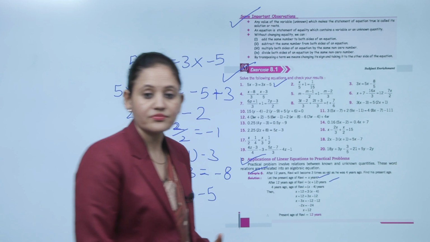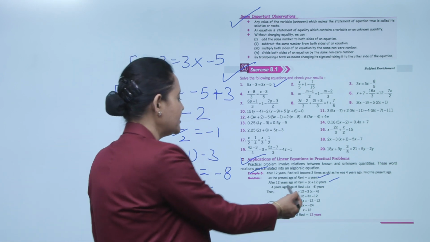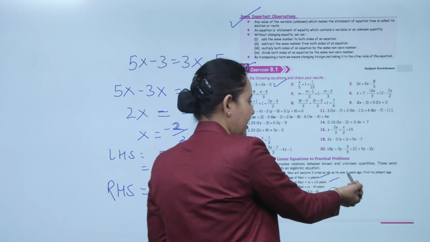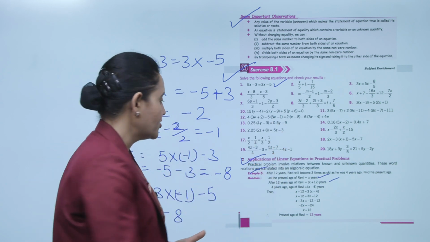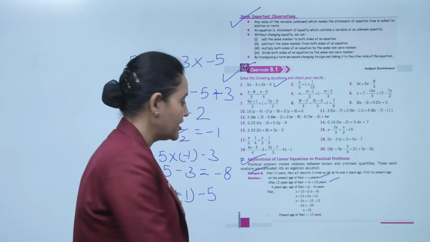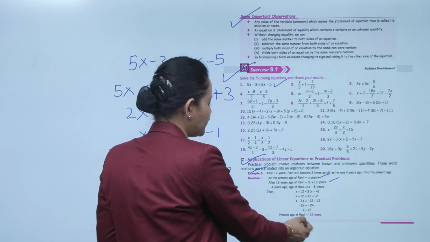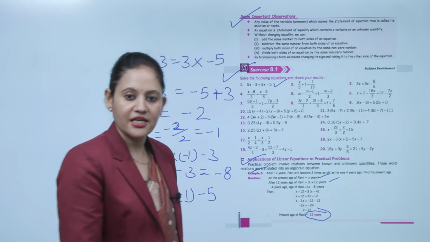Now, 4 years ago, Ravi's age, that is x minus 4 years. Ravi will become 3 times as old as 4 years ago. So 4 years ago, what was his age? x minus 4. So our equation is x plus 12 equals 3 times, it will be, 3 into x minus 4. We will solve. So x equals 12 years. That is the present age of Ravi. Clear?